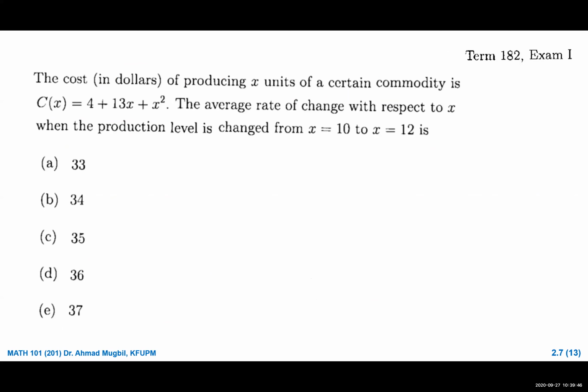The cost in dollars of producing X units for a certain commodity is C of X equals. You have the function of change here, which is the cost function. The question is, what is the average rate of change with respect to X? What is the average rate of change in the production when the production level is changed from X equals 10 to X equals 12? Choose the right answer, Shabab, in the polls.